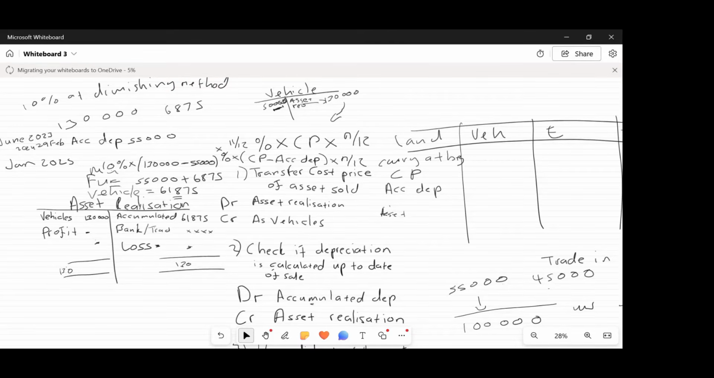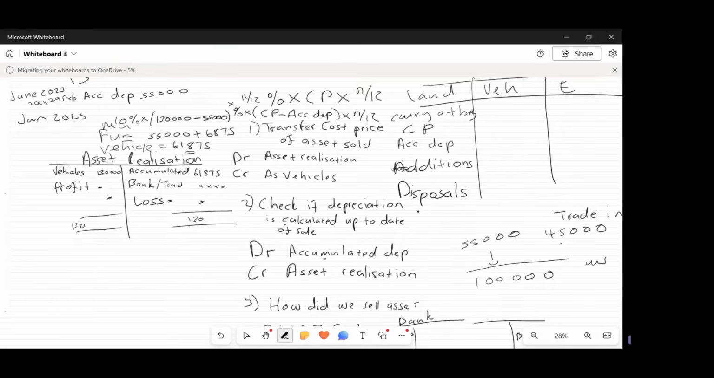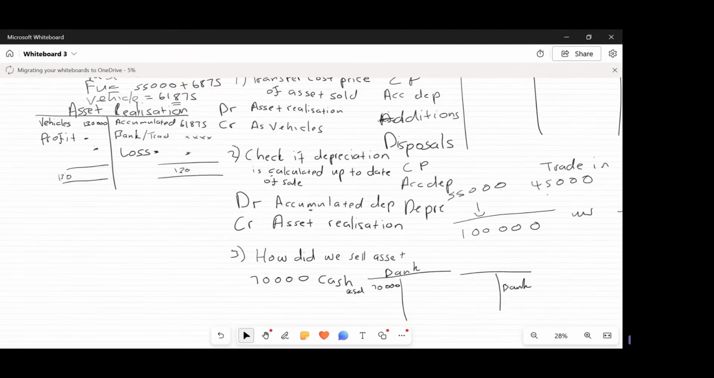Okay, yeah. So it's your carrying value at the beginning, cost price, accumulated depreciation, and then you have your additions, and then you have your disposals, the asset that you sold, and on that disposal, obviously there will be a cost price of that asset, and then the accumulated depreciation, and after that you have your depreciation for the year, and then carrying amount. Let me just make space and do it here.